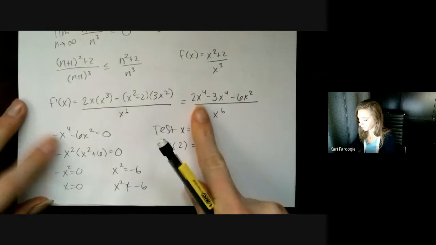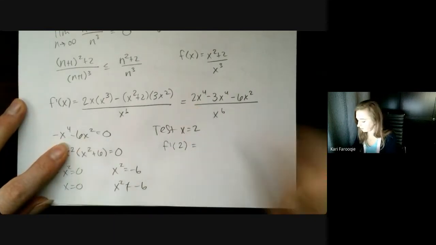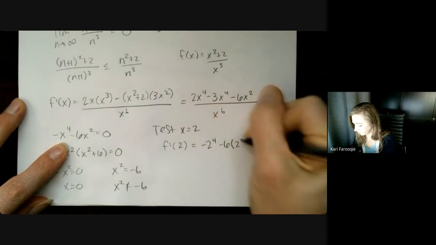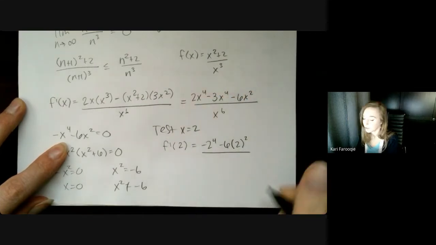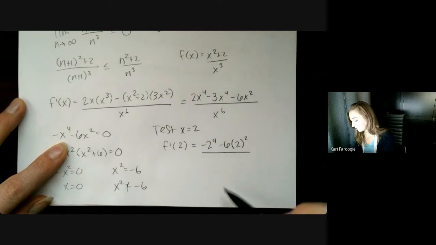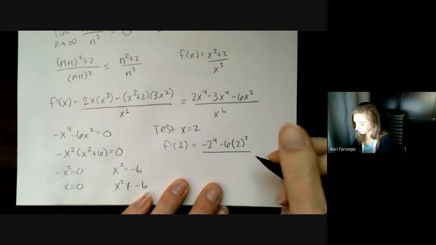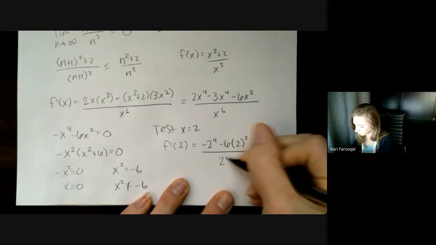And here's your f prime. Remember the numerator we simplified to negative x to the fourth minus 6 times 2 squared. I know I should have used 1 just because it's a smaller number that I would have to deal with, but that's okay. And then you can divide by the denominator, which was 2 to the 6th.